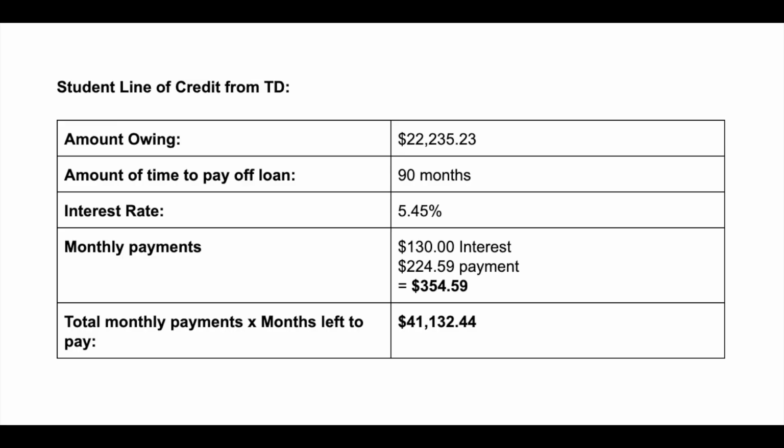So now that I have shared my story with you and painted you my reality, I'm gonna show you what that looks like broken down on a graph that I have created. So I had 2 forms of loan. I had a student line of credit from TD Bank, and then I had a student loan from Student Aid BC. So my amount owing on my TD loan right now is $22,235.23. I have 90 months to pay this back at an interest rate of 5.45.